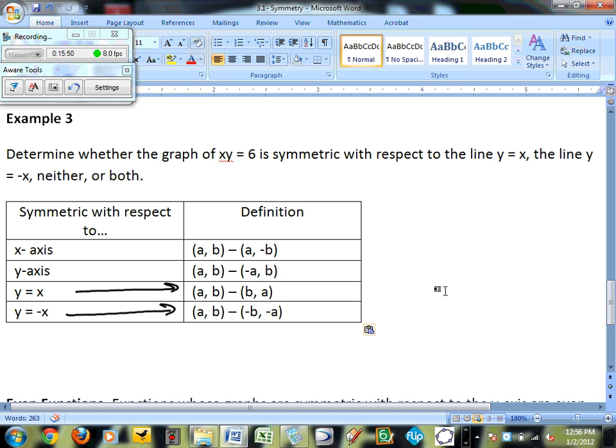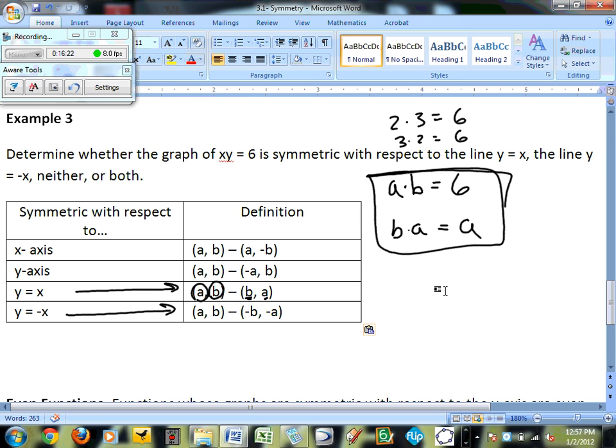All right, but let's look at this. Check this out. So if I put a in for x and b in for y, I get a times b equals 6, right? If I switch that around and put b in for x and a in for y, we know that multiplication is commutative, correct? Like 2 times 3 is 6, and 3 times 2 is 6. It did not matter in which order I did it. These are equivalent things. Just like in that last problem, these are the same equations. Therefore, it's symmetric to the line y equals x.